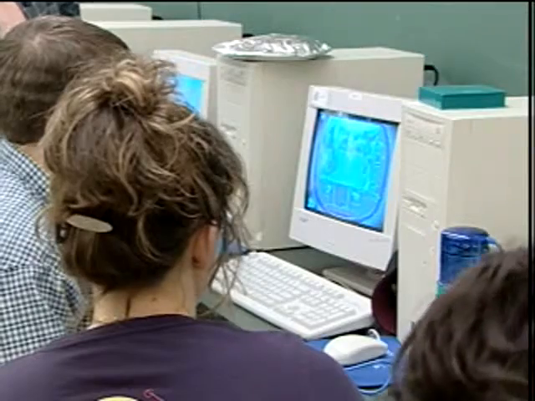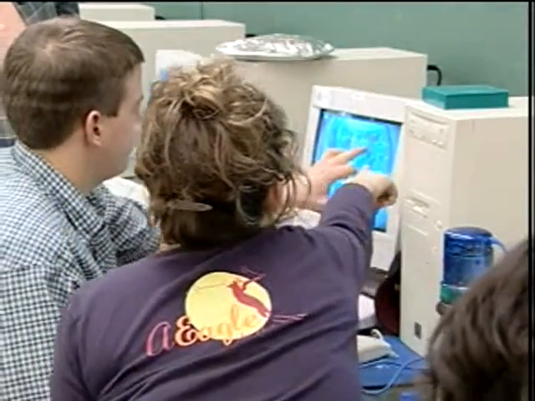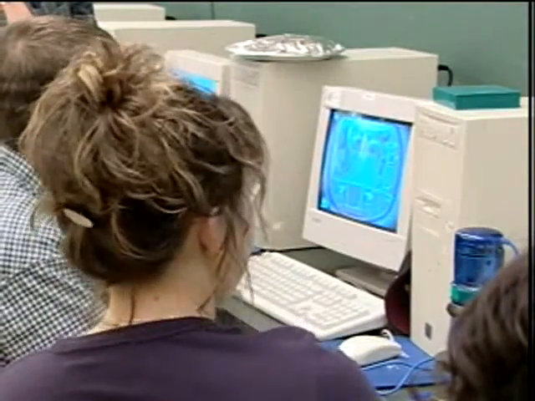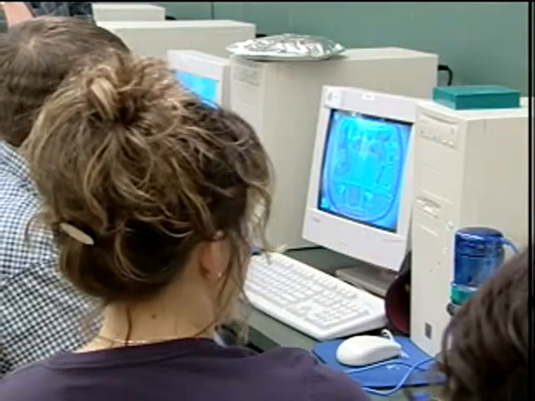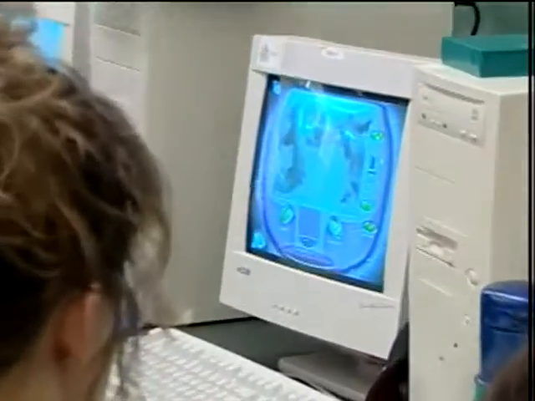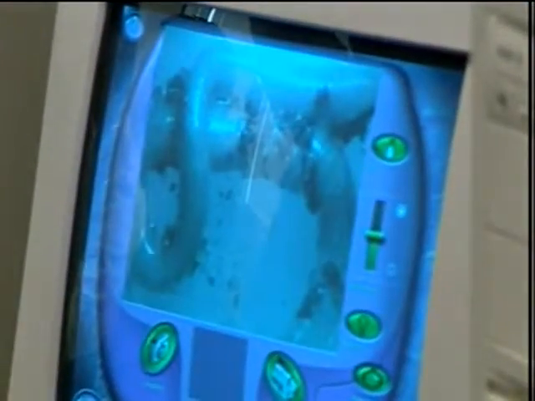There it is. See the heartbeat? One at a time. You can see clear through it. The skin is transparent.